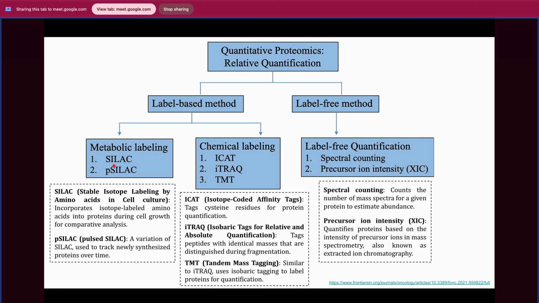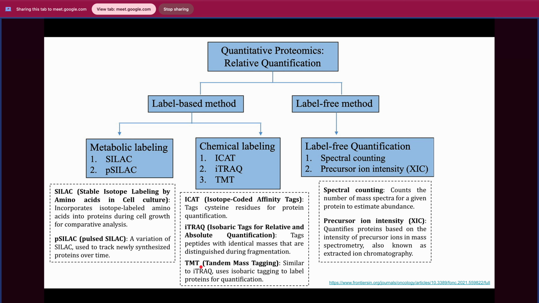In metabolic labeling, there are SILAC and pSILAC. SILAC is stable isotope labeling by amino acids in cell culture, which we have already discussed. And then pSILAC is the pulse SILAC, which is just a variation of SILAC, and it is used to track newly synthesized proteins over time. Whereas in chemical labeling, the methods are ICAT, which means isotope coded affinity tags. It tags the cysteine residues for protein quantification.